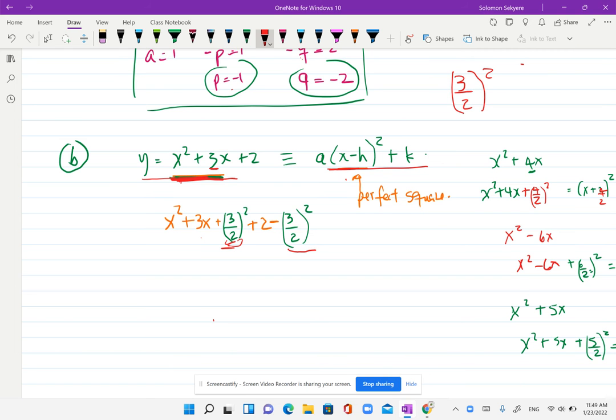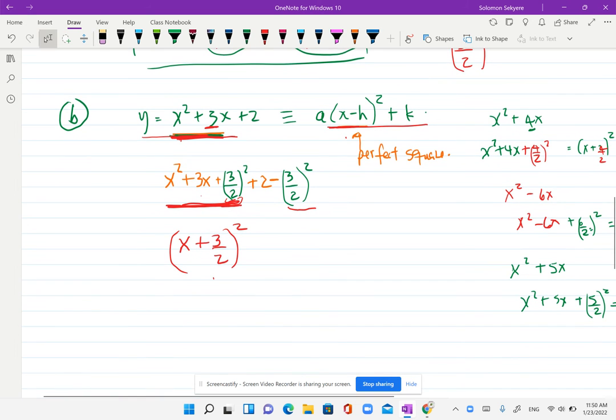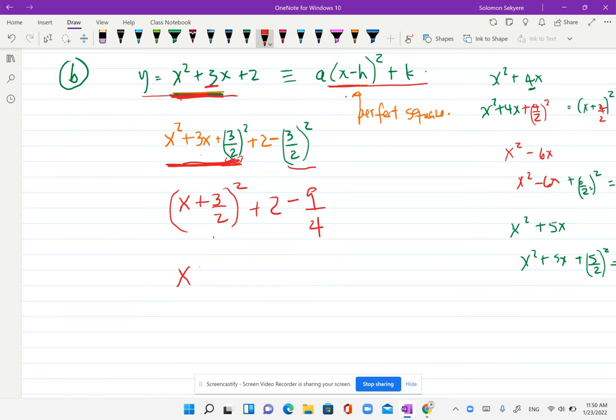Okay, and this is a neat trick about math. We add something to it, we subtract. So the moment you add the square of half of this part here, it is a perfect square now. And how do you write this one here? Okay, it is x plus 3 over 2 all squared. And we still have to come over here, plus 2 minus what? 9 over 4. Okay, so we have x plus 3 over 2 all squared.